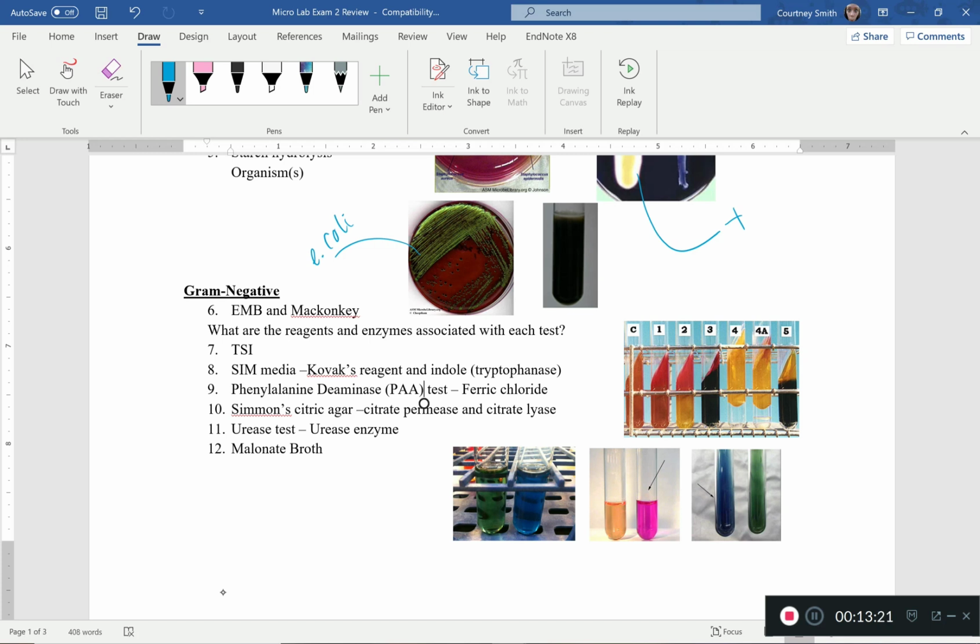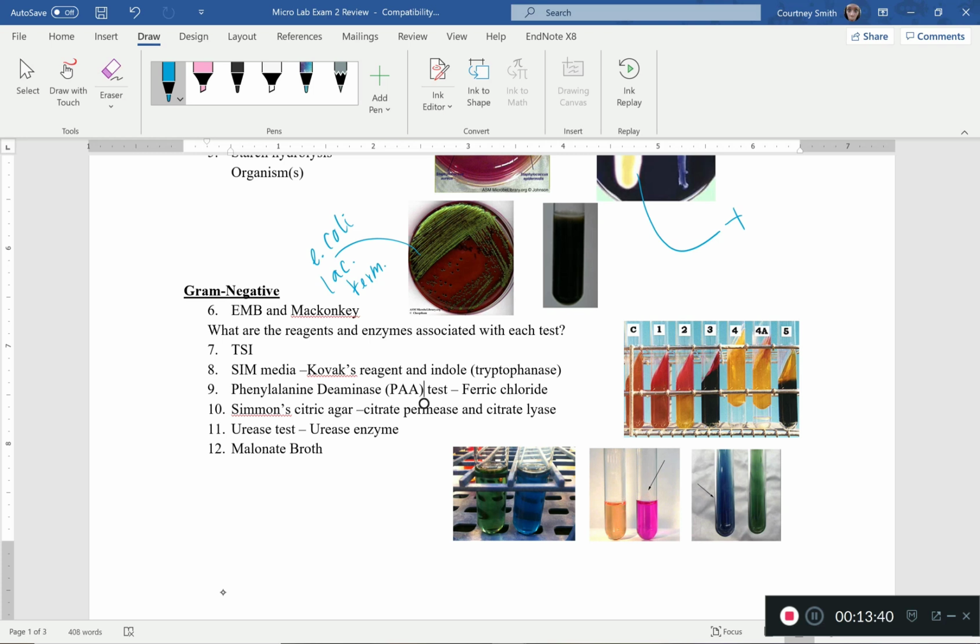Okay? Yes, so E. coli will produce a shimmery green, and then it's fermenting lactose. So it has lactose fermentation. Okay, so that's all I'm going to say for EMB.